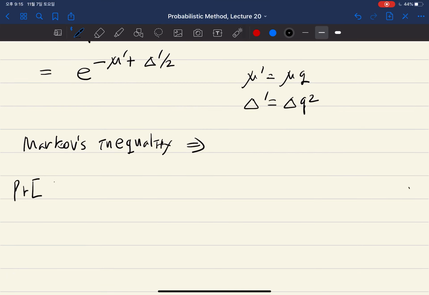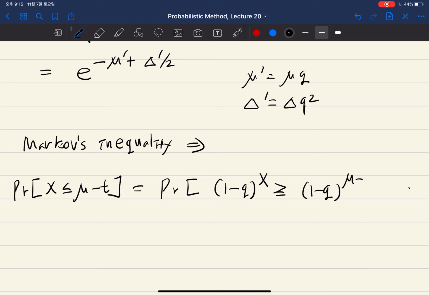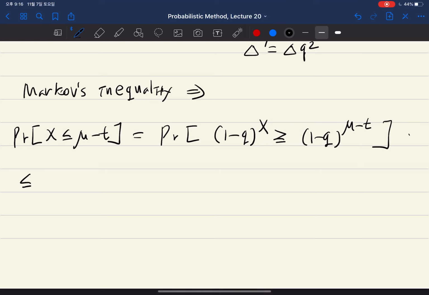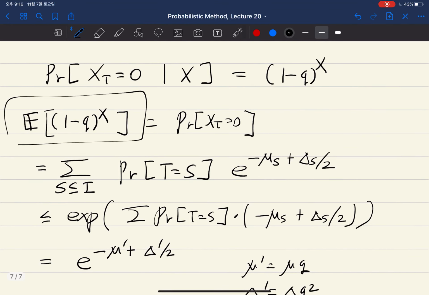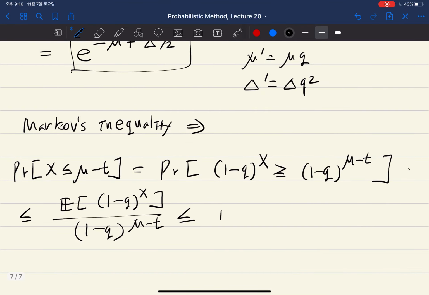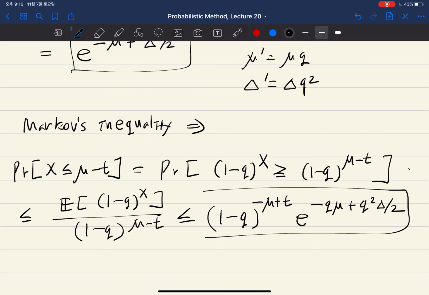Markov's inequality implies that the probability of X being smaller than mu minus t is the same as the probability that 1 minus q to the X is at least 1 minus q to the mu minus t. Because 1 minus q is smaller than 1, we have a flipped direction of inequality. So what's this? By Markov's inequality, this is at most the expectation of 1 minus q to the X, divided by 1 minus q to the mu minus t. But we know this expectation is at most this. So this is 1 minus q to the minus mu plus t, times e to the minus q mu plus q squared delta over 2. So we have this.